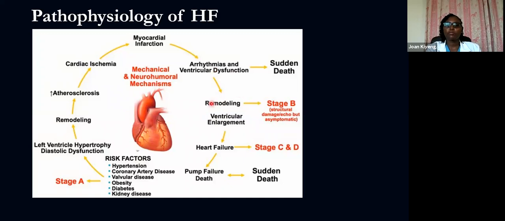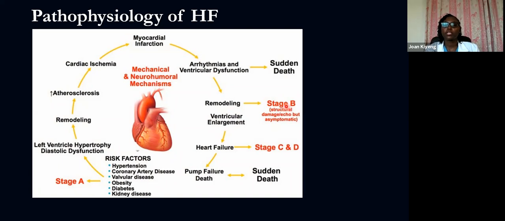So once we have this remodeling, this was stage A. Stage A in heart failure is when you have just these risk factors, and in stage B you now have structural damage on echo, but the patient may be asymptomatic. We've seen a few patients who have suffered a myocardial infarction but are still asymptomatic. So this falls under stage B.